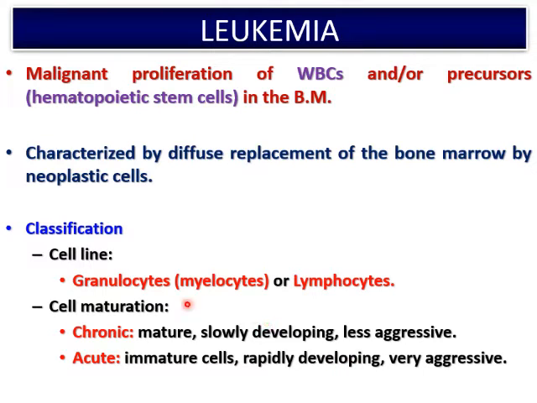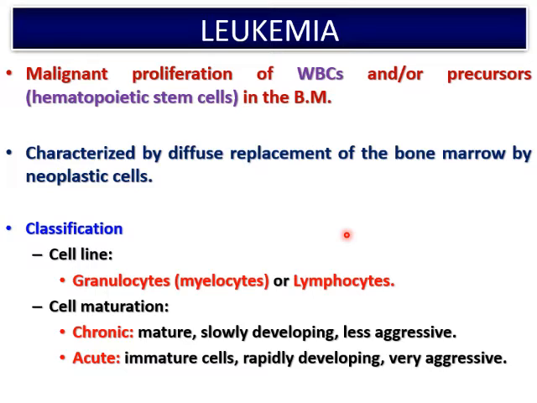The second type of leukemia according to cell maturation is the chronic type. Chronic leukemia can affect mature cells like lymphocytes or myelocytes, and it is a slowly developing type of leukemia and less aggressive, with good prognosis. So we can classify leukemia according to the cell from which the leukemia arises and according to cell maturation.